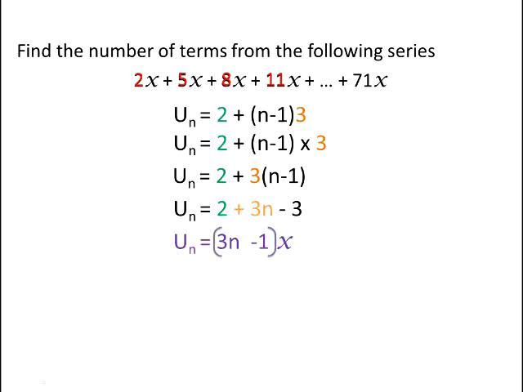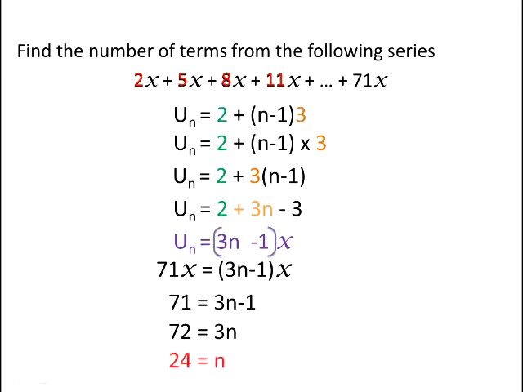So which number gives us 71x? Let's put it equal to it. You can divide by x, giving us just this, add 1, divide by 3, we know it's the 24th term along.